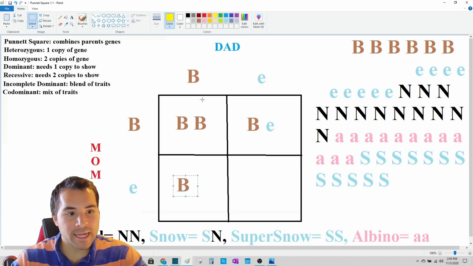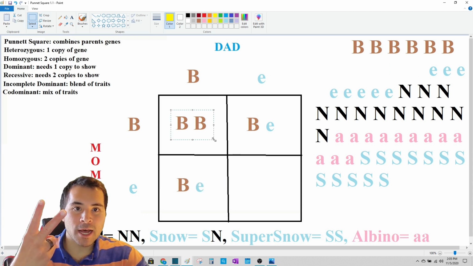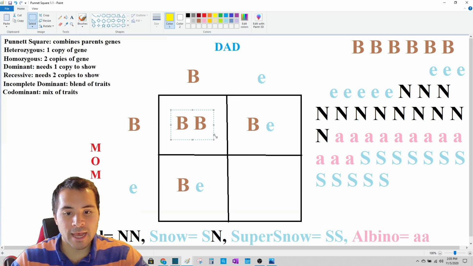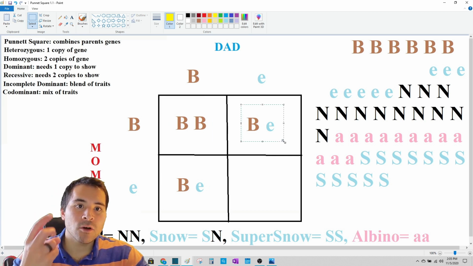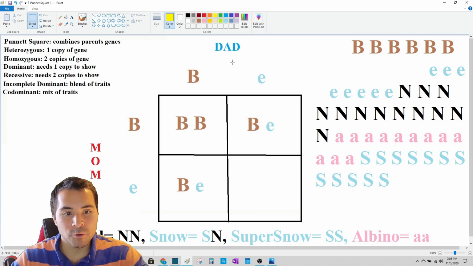This B drops down, this E carries over. So far, one of the children has 2 copies of the brown eye gene, 1 from dad, 1 from mom. The other child has 1 copy of the brown eye gene, 1 copy of the blue eye gene, blue eyes from dad, and brown eyes from mom. The other child, the third child, has brown eyes from dad, blue eyes from mom.